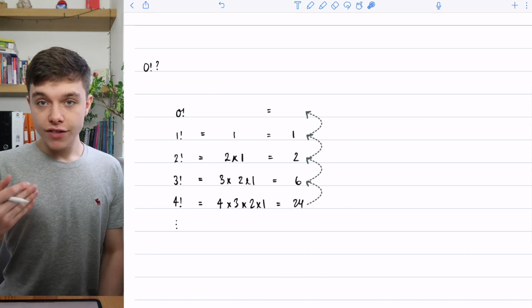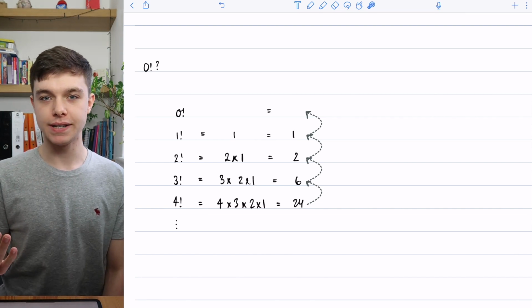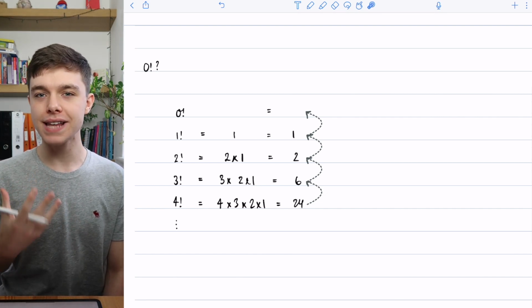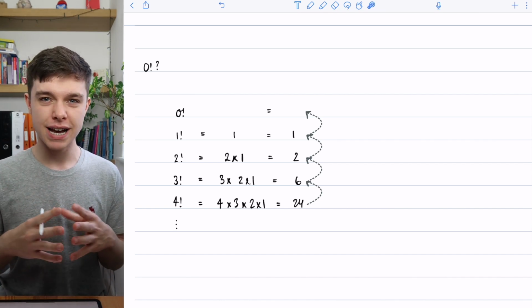How from all of those 4 examples can we get what 0 factorial is? 0 factorial doesn't, like I said, fit into the rule of multiplying down until you get to 1, because 0 is actually less than 1.